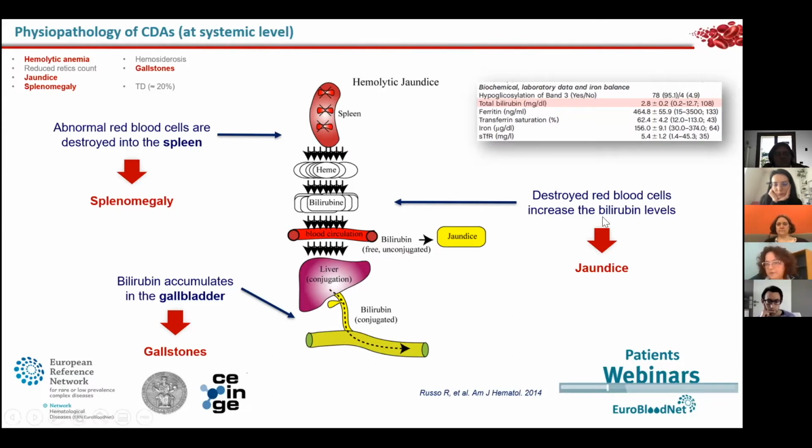The destruction of red blood cells increases the bilirubin levels in blood circulation, and this accounts for jaundice that can be observed in biochemical data as total bilirubin. And since we have an increased turnover of red blood cells, this bilirubin accumulates in the gallbladder and may account for the formation of gallstones.